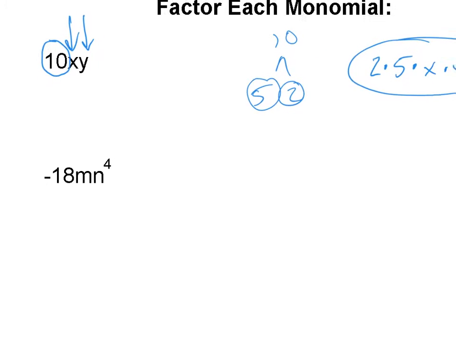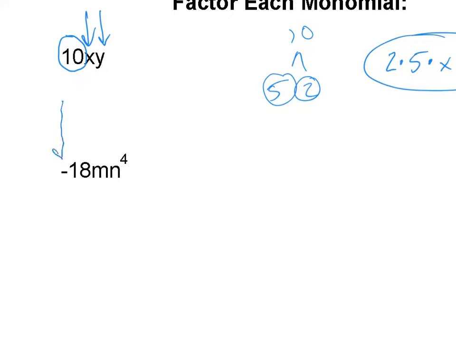Now here's a tricky thing. Pay close attention. If you have a negative 1, you always have to include a negative 1 in your factoring. I'll show you what that means. Let's ignore it for now, and let's do the factor tree of 18. Okay, 9 and 2, 2 is a prime number. 3 and 3, 3's are prime numbers. So I'm going to do 2 times 3 times 3.